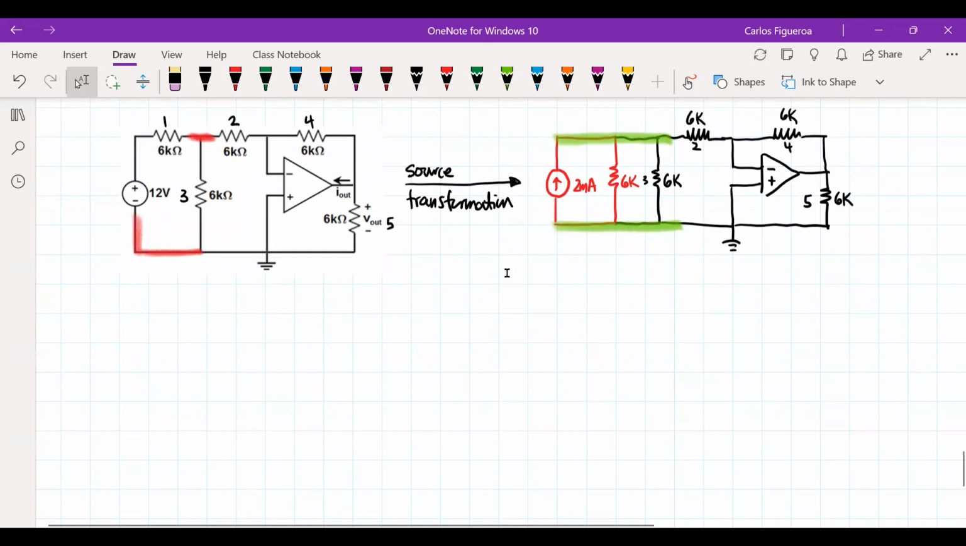If I do that source transformation, note that I have 6K and 6K in parallel. So that's a 3K. Then I'm going to have 2 times 3, which is going to give me 6. So what this means here is that I'm going to end up with a source now that looks like this here. I'm going to get a 6 volt, and then I have a 3K. Then it connects to the rest of the circuit. So then I have resistor 2 goes to the op amp.